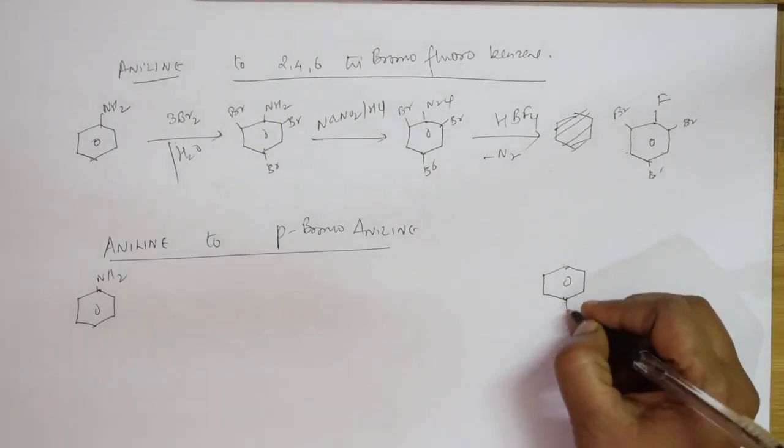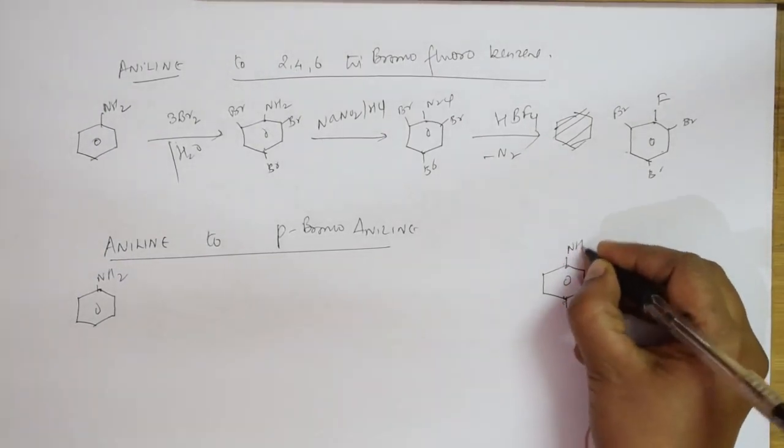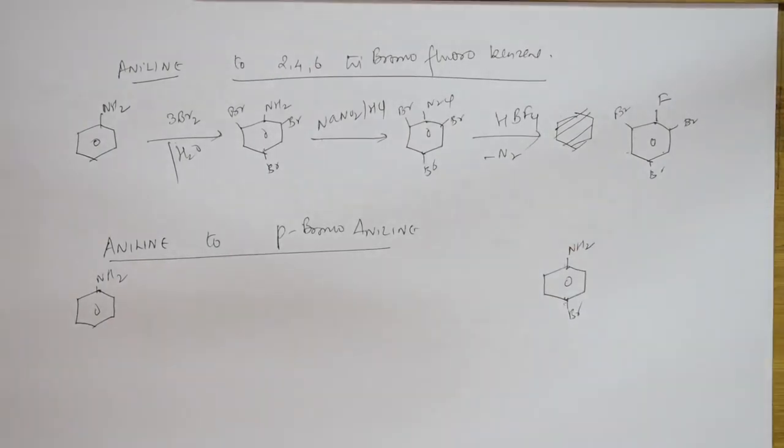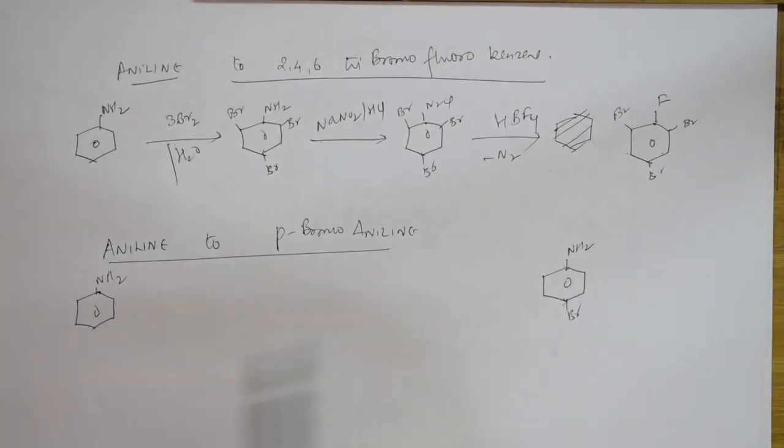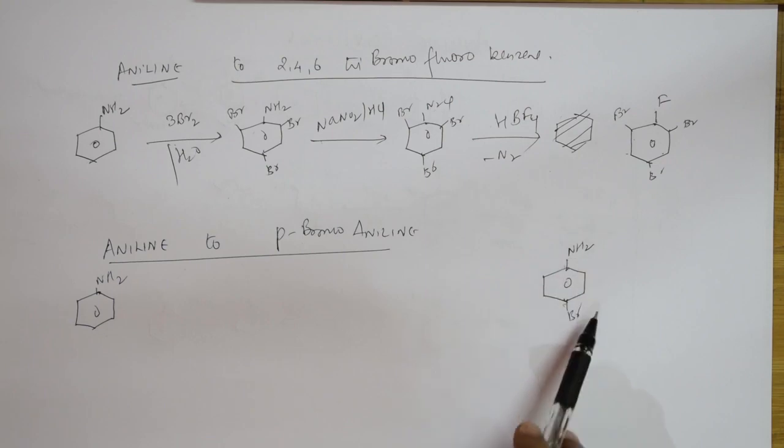Parabromoaniline. This is aniline, and this is parabromoaniline. Now compared to aniline, there is nothing, and I need to introduce bromine. Can I introduce bromination directly and finish up? But the important thing, to do that, let us see this reaction.